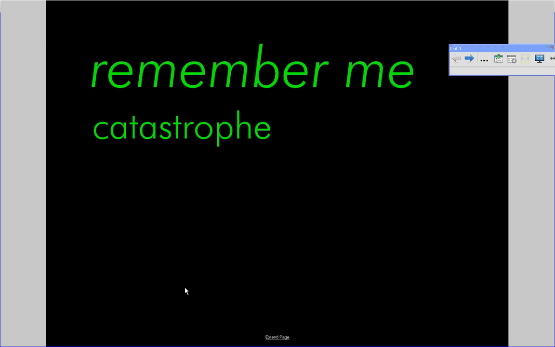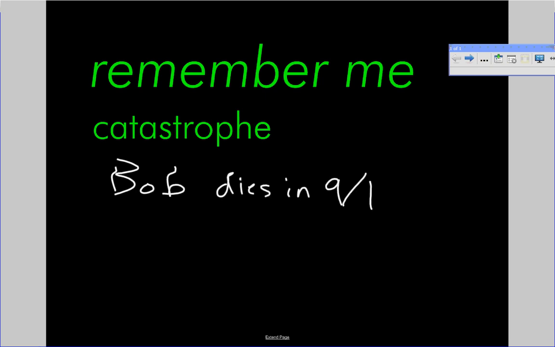Do we have a name for this character? Okay, we'll call him Bob. And Bob dies in 9/11. Does that seem to be coincidental? It doesn't seem that every point of the entire narrative has geared toward him meeting his fate in the Twin Towers. It just happens to be. Do you see where I'm going with that?